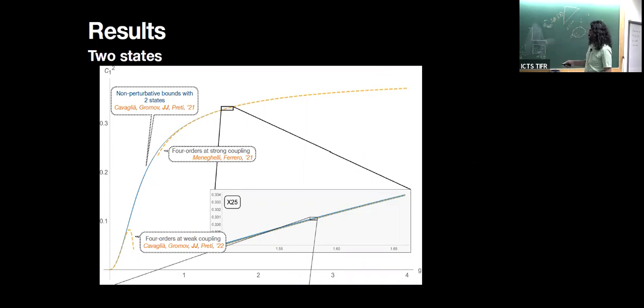Let me explain this plot. On the y-axis, I have c square 1, and on the x-axis, I have g, which is the square root of the 't Hooft coupling. Just to comment, at g equal to 4, the 't Hooft coupling lambda is already in the thousands, like 2000 or something. So I go from lambda equal to 0 to very large lambda. So it's truly non-perturbative and really goes from weak to strong coupling.